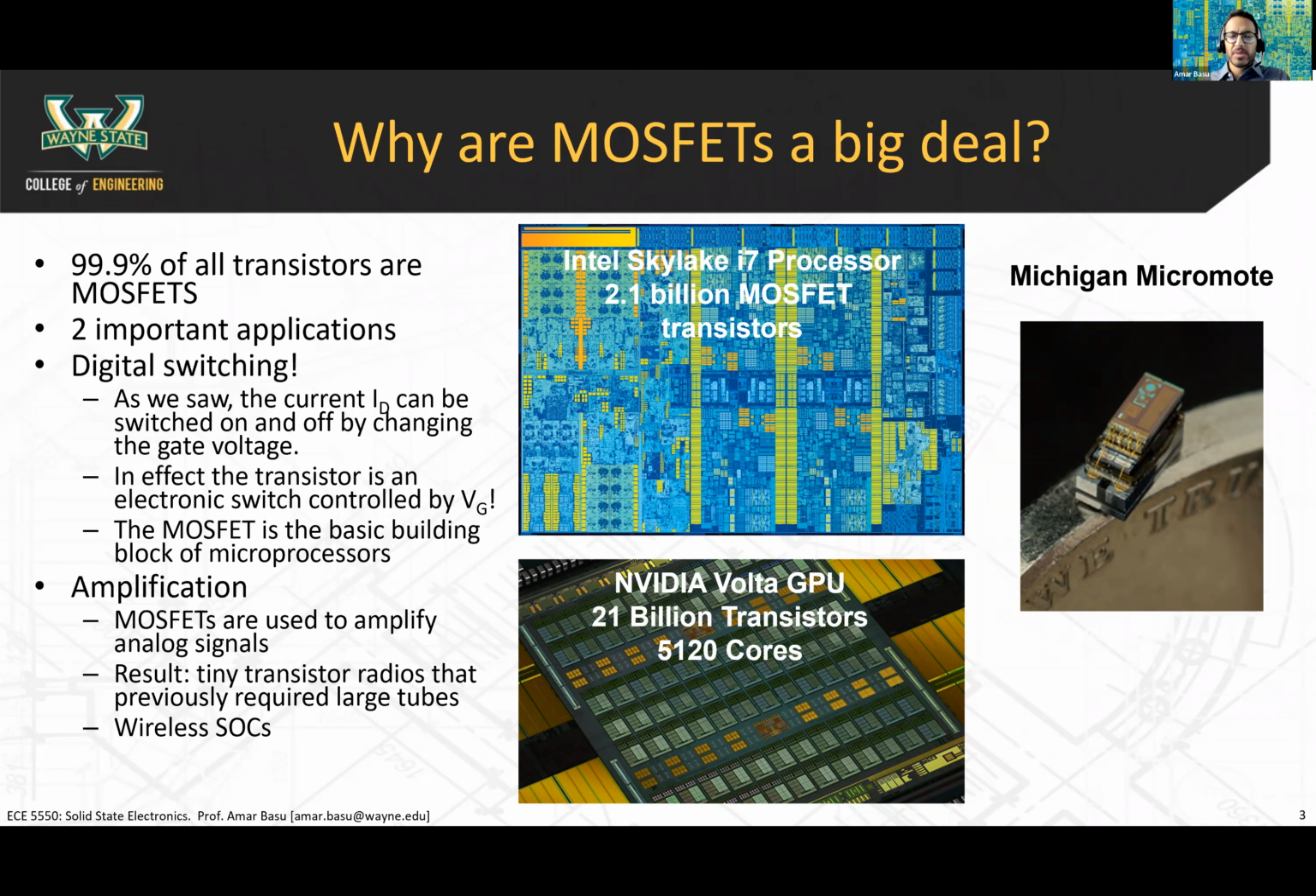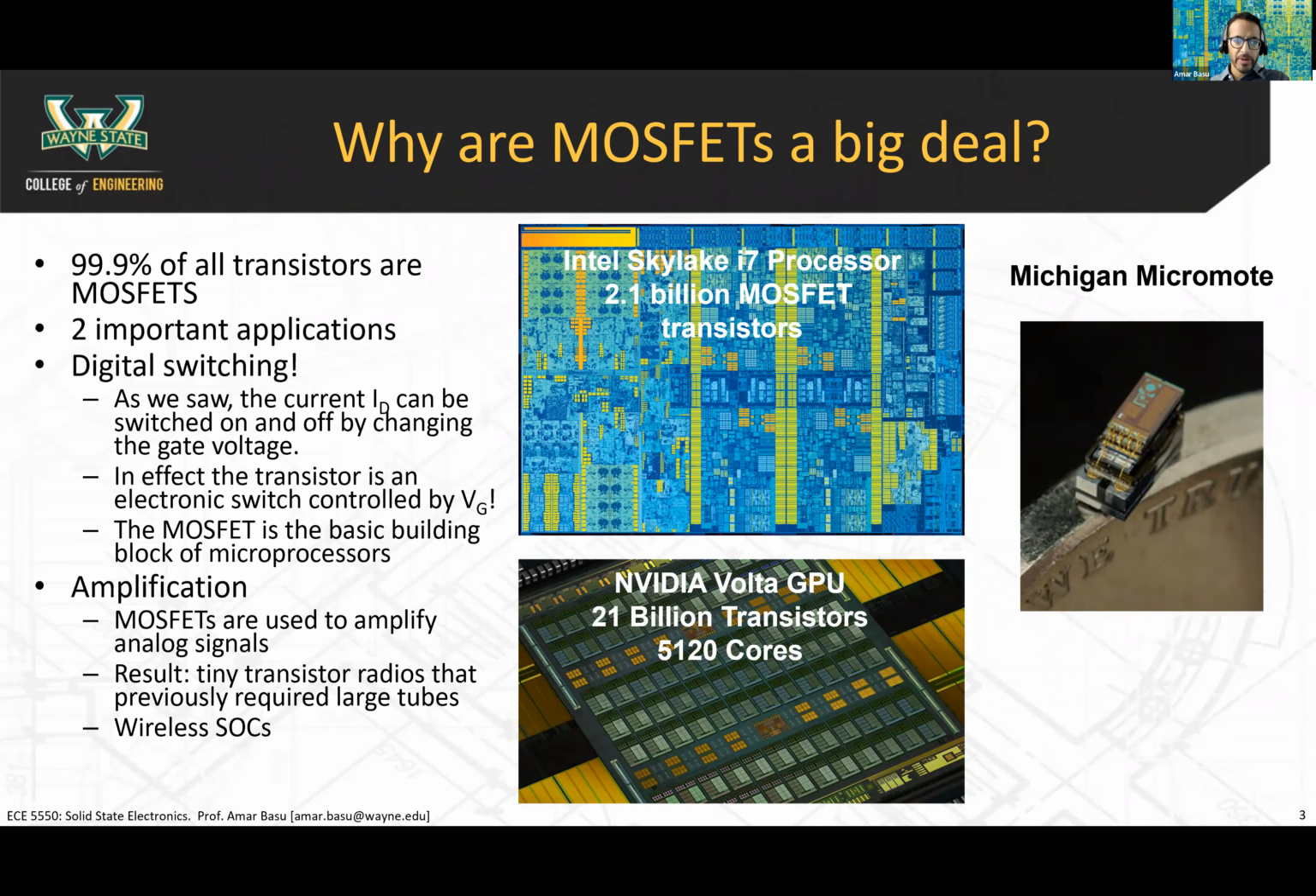And remember, just to give you a sense for scale here, the world population, I think, is something like 4 or 5 billion, and the world capacity is maybe 9 billion. So each one of these chips has well more transistors than the world population. Okay. 99.9% of all transistors are MOSFETs. So that's why MOSFETs are a big deal.